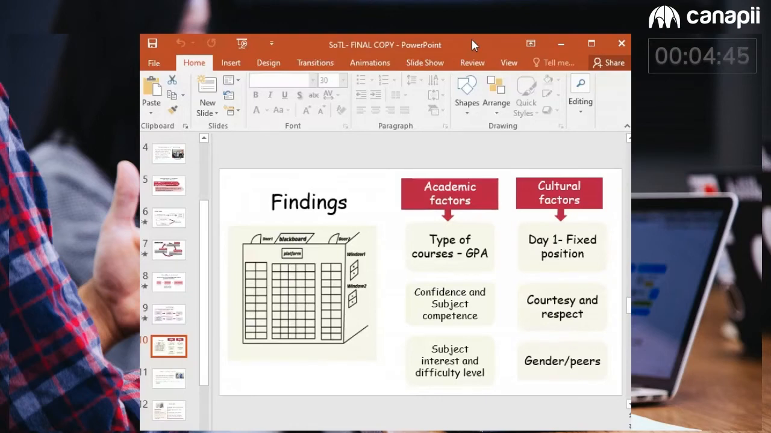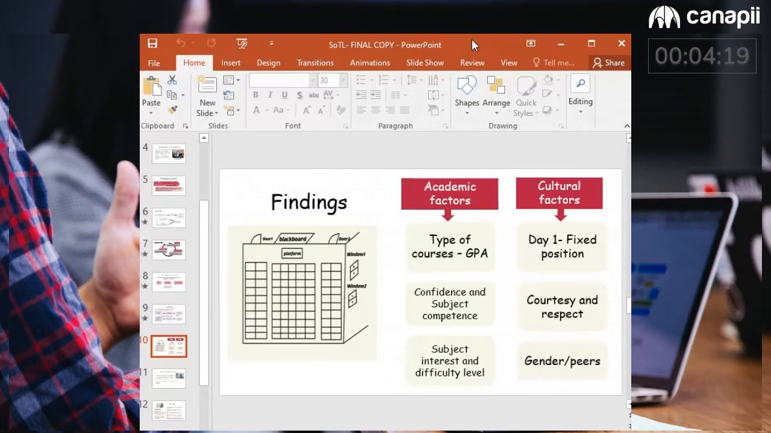Some students said that if they come to a class on day 1 and they choose a position for any reason, because they were late or whatever reason, they would not like to change that position, feeling that other students might see it as an invasion of privacy, or because somebody has already sat there, so they would not like to change their seats.